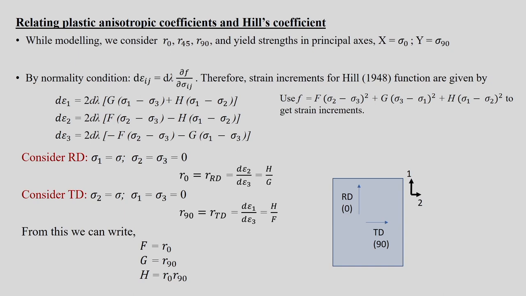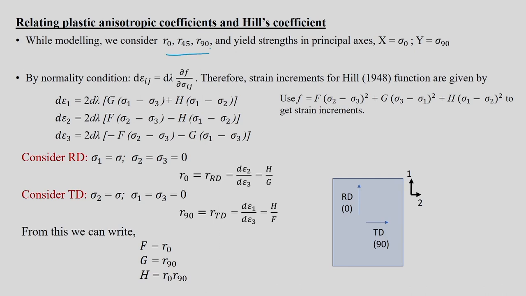Plastic anisotropic coefficient means R0, R45, R90 depending on the situation, and we are going to relate that to F, G, H. And further, we are going to modify this equation into a very known format which can be utilized easily by us. So, for this, I am going to consider R0, R45 and R90 with the usual definitions, nothing but the plastic strain ratio. And I am going to use yield strengths, that is x becomes sigma 0 and y becomes sigma 90. These are the only changes now.